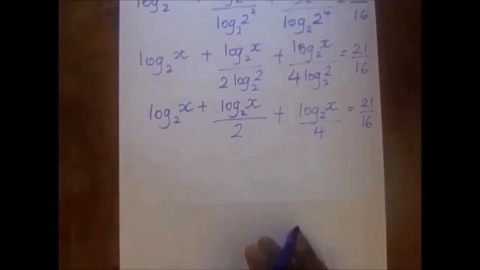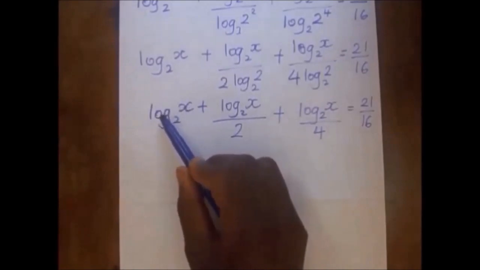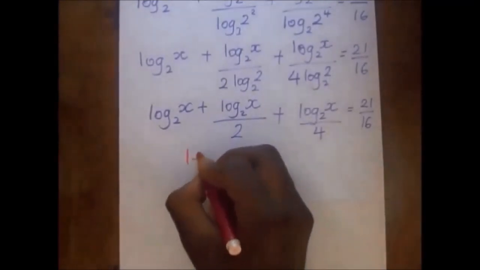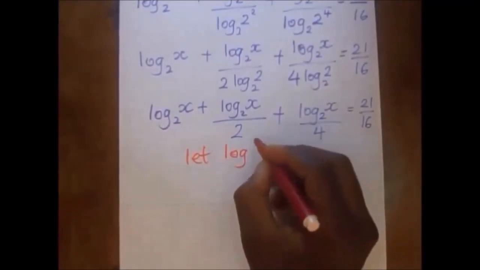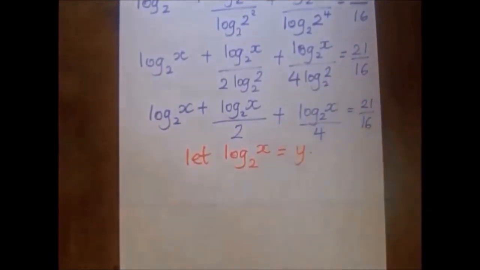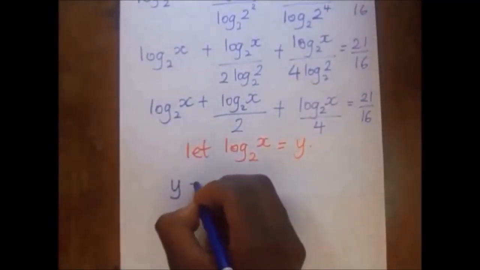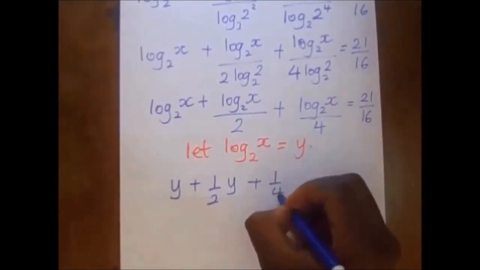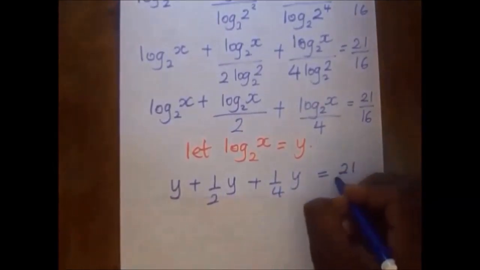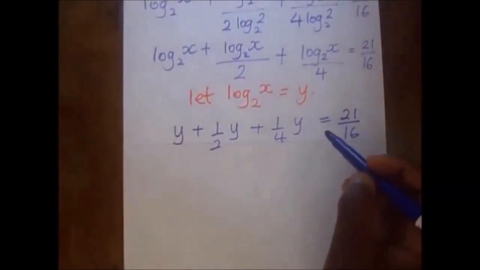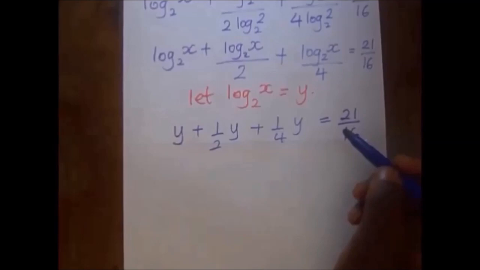After obtaining that expression, let us codename log of x base 2. We give it a letter. So we shall say that let the logarithm of x base 2 be equal to y. So if it is equal to y, it means that our expression is going to change. This is going to be y plus half y plus a quarter y is equal to 21 over 16. So we now simplify this expression and get our value of y.